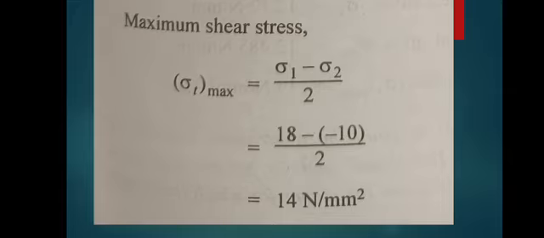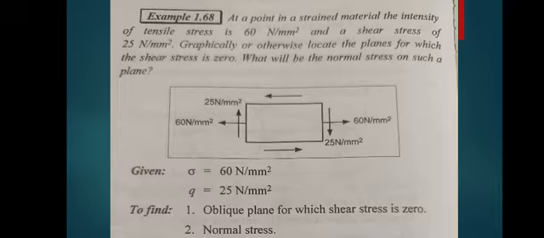Then what we are going to find out? We are going to find out the maximum shear stress, sigma t max. The sigma t max formula is (sigma 1 minus sigma 2) divided by 2. The value for sigma 1 is 18, minus sigma 2 value is minus 10, divided by 2. The answer is 14 Newton per mm square.